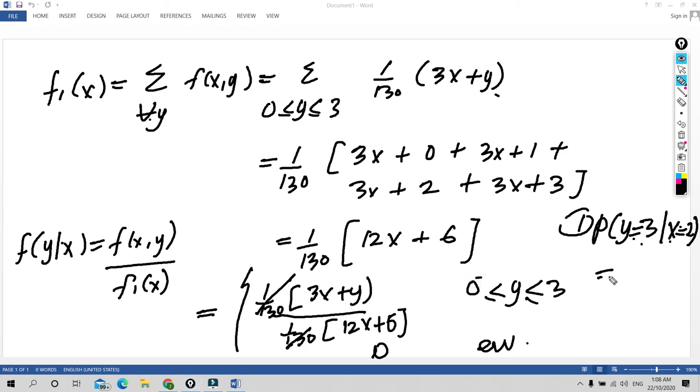So this one is equal to 3 multiplied by 2 plus 3, over 12 multiplied by 2 plus 6. So the final answer here is equal to 9 over 24 plus 6, which is equal to 9 over 30. So this is how we solve the function here. Okay.